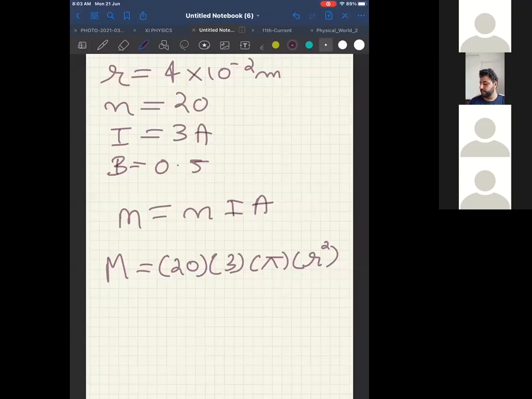So can I say it will be M is equal to 20 into 3 into pi. Now R is 4 into 10 power minus 2. Now R square will be 4 into 4, 16 into 10 power minus 4. Okay. Now look at the options and tell me what do you think will be the right options. In the sense, if you simplify, I think you'll get a direct answer.